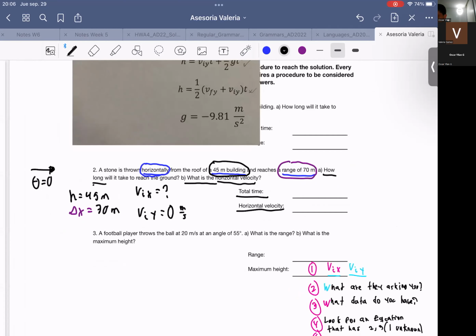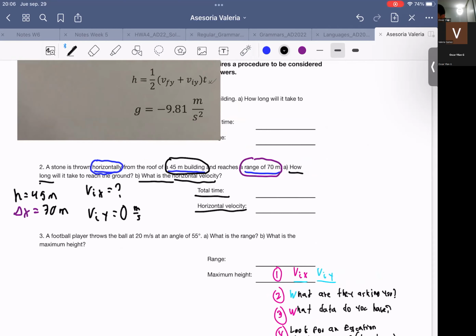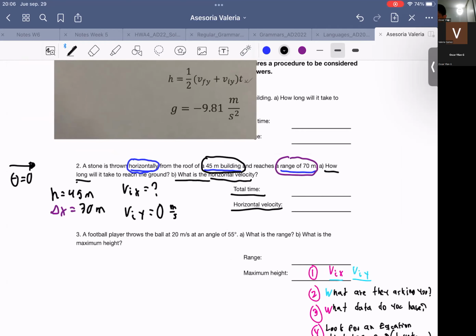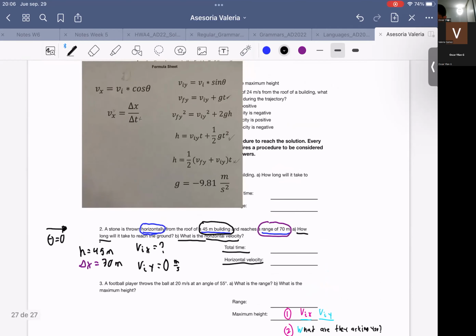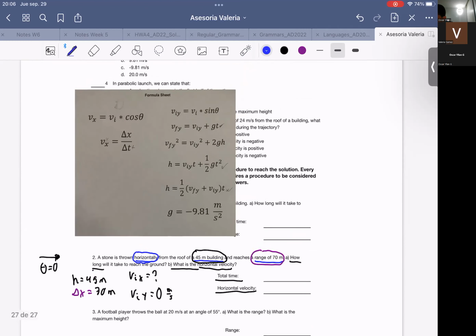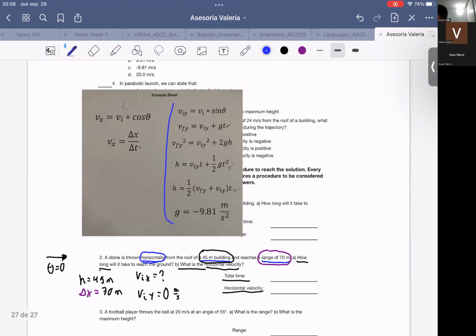Okay, perfect. Now, let's look at the steps. What are they asking you? They're asking you first the total time. So let's see the formulas that have total time. Remember that the total time depends just on y, so we are going to look in the y section. Let's look for the ones that have total time. This one has total time, this one has total time, and this one has time, right?